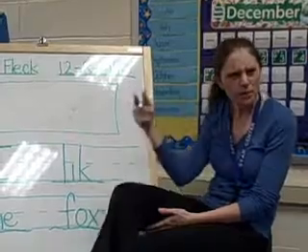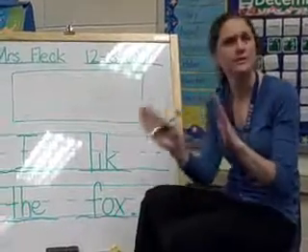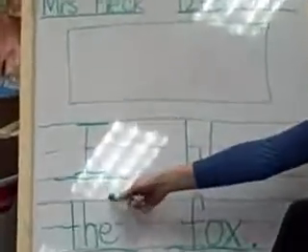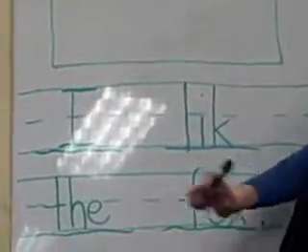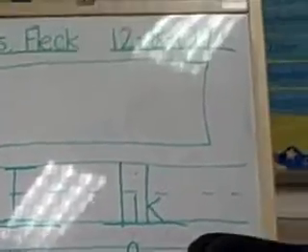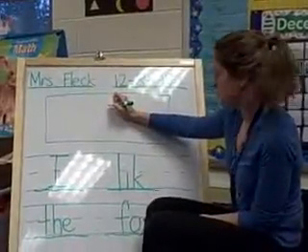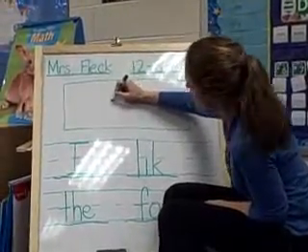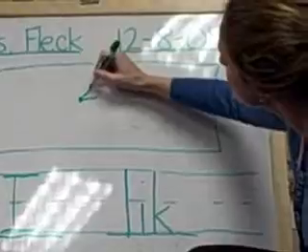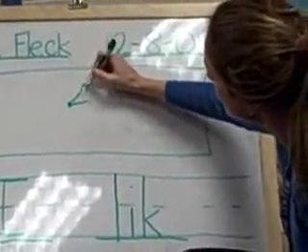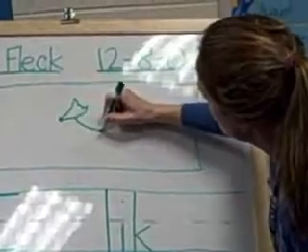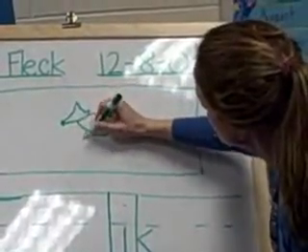I think that's it. Let's go back and reread one more time just to make sure my sentence makes sense and I didn't miss any words. I like the fox. Got him. Okay, now I'm going to draw my picture to match my words of my fox. So here's my fox, and I'm not exactly sure how to do a fox, so what I'm going to do is just do the very best that I can. Here's my fox.